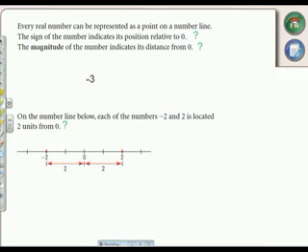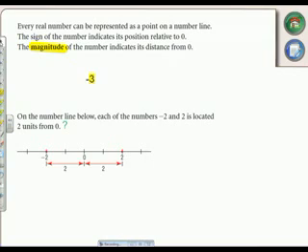Okay, so every real number can be represented as a point on a number line. The sign of the number indicates the position relative to zero. So the magnitude of the number indicates the distance from zero. And you've been introduced to magnitude and direction in your science courses. We're just going to be looking at the magnitude right now. How far away from zero?